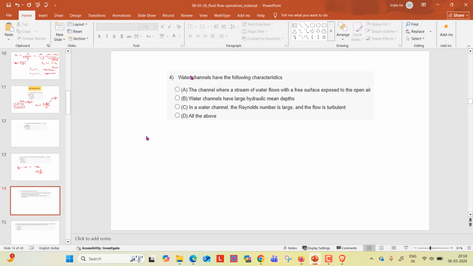Question 4. Water channels have the following characteristics. Which of the following is true? Water channels have a channel where a stream of water flows with a free surface exposed to the open air. It is true. Water channels have large hydraulic mean depths. It is also true. In a water channel, the Reynolds number is large and the flow is turbulent. It is also true. So the answer will be option B.